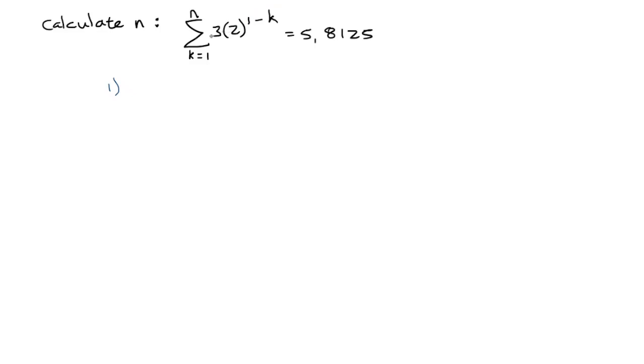2 to 0 is 1 times 3 is 3. If I sub in 2 into here, 1 minus 2 is minus 1, so that becomes 2 to minus 1 is a half. So it's 3 over 2. And then I'll do one more. If I sub in 3 into here, this becomes 2 to the power of minus 2, which becomes 1 over 4, so it's 3 over 4.